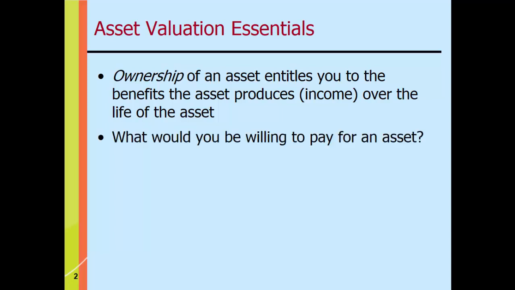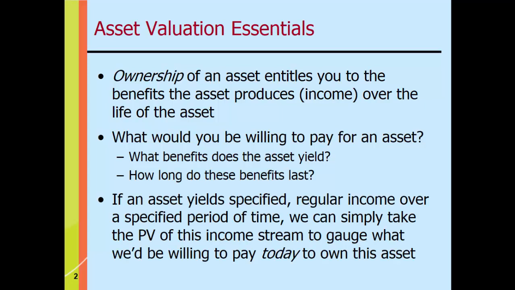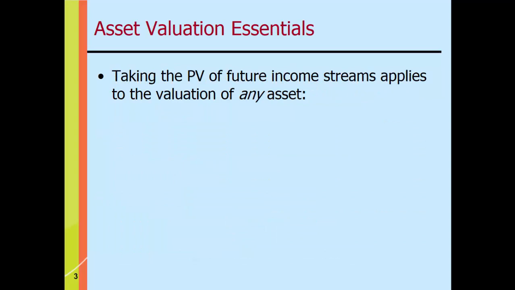So when we address the question of what we would be willing to pay for an asset, we're going to look at the benefits it yields over time. If we can reckon the income per time period, we can simply take the present value of the income over time to gauge what we'd be willing to pay today to own this asset. And note that this procedure applies to any asset.